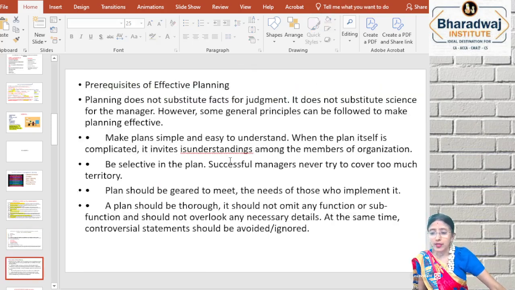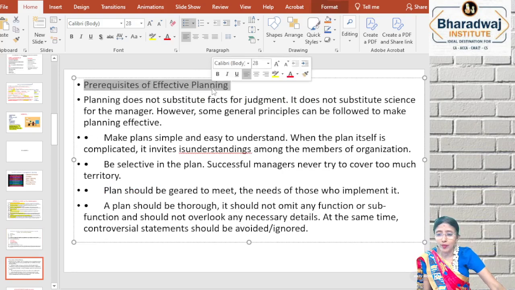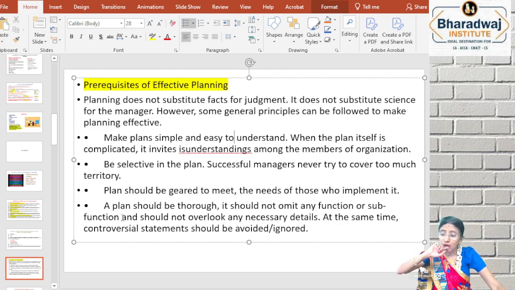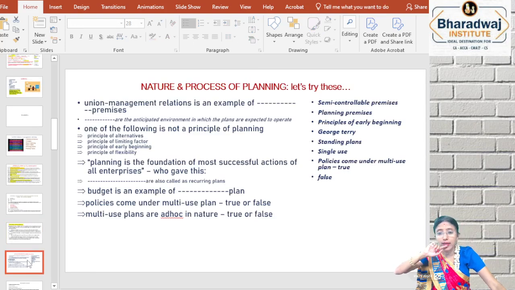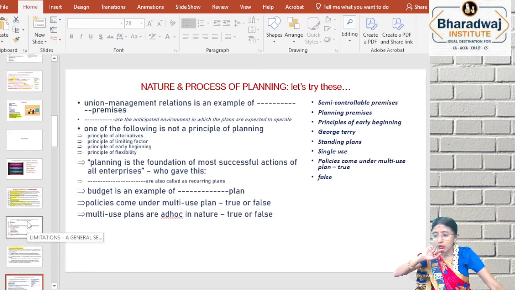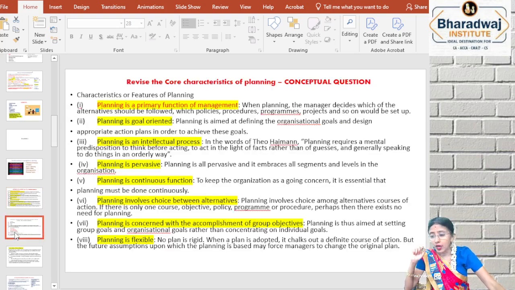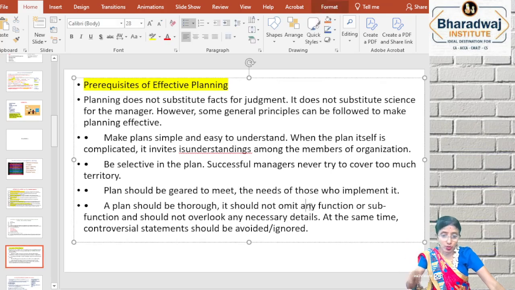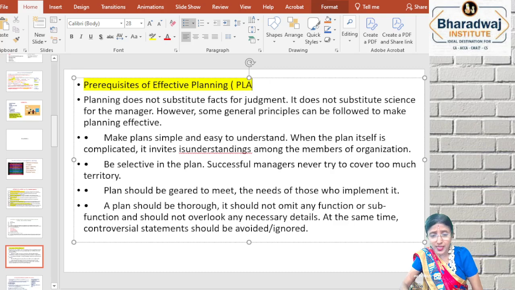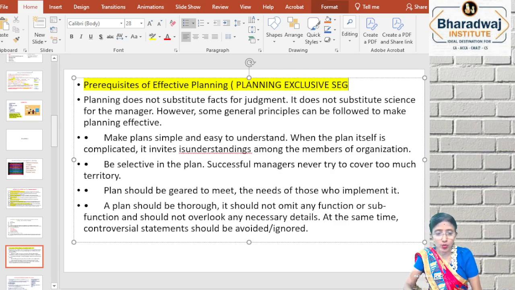Then, now prerequisites for effective planning. My dear students, features are different. What Gary Dessler has given, I think I gave Gary Dessler's note also. I should not show you now. You have Gary Dessler's considerations of planning. You have prerequisites and features. So this is exclusively for the planning segment. In all segments, you don't have this, not for many. So it is a planning exclusive segment, needs thorough revision.